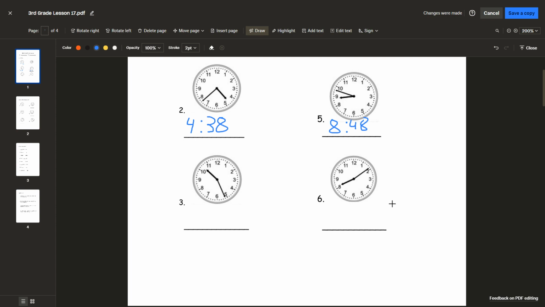And then we can look at number 6. Looks like our hour hand is in between 8 and 9. Barely past 8. So we can write 8 here. Then we look at our minute hand. So we start at 5, and then go 6, 7, 8, 9. So we go 8, 0, 9.